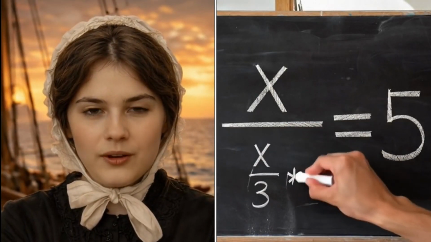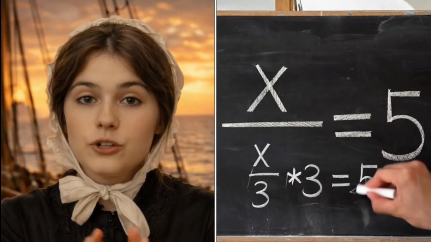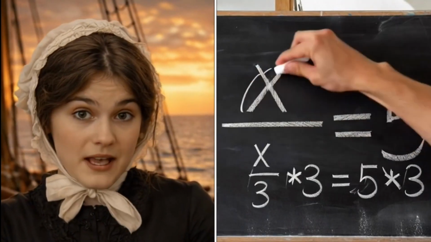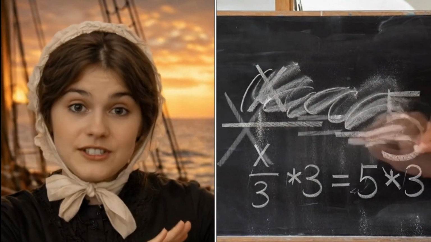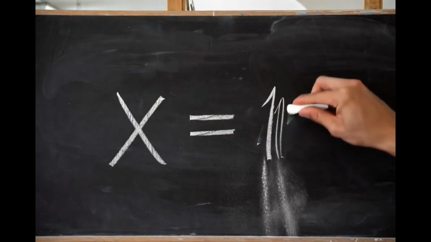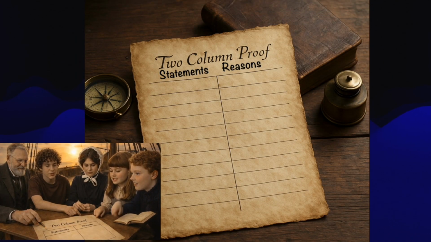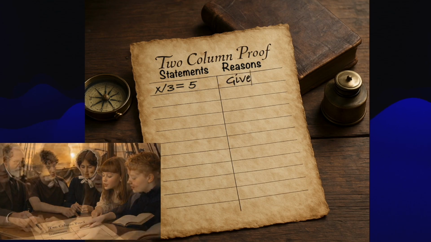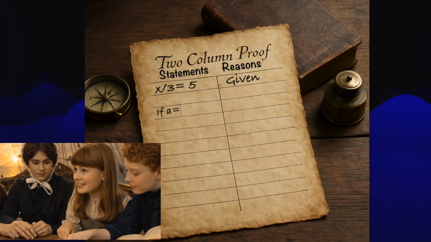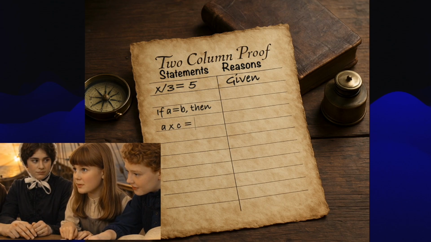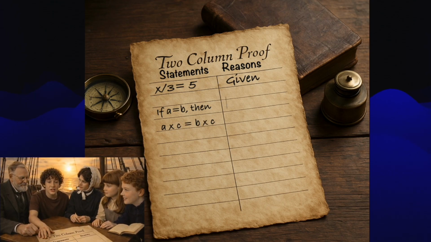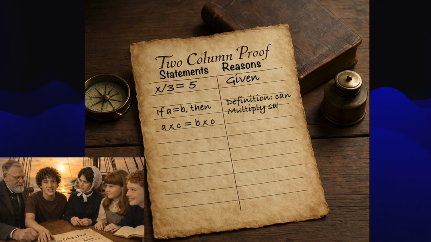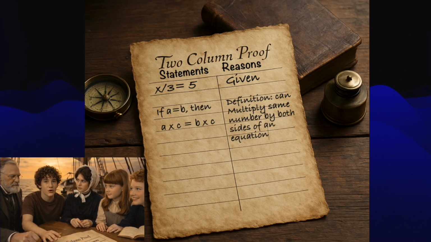Here's our example. X divided by 3 equals 5. Multiply both sides by 3. X equals 15. Step 1. Given. X divided by 3 equals 5. Step 2. Write the conditional: if A equals B, then A times C equals B times C. And under the reasons column, write the definition: the same number can be multiplied to both sides of an equation.